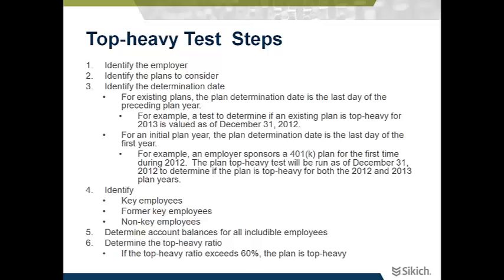So it's important to be able to identify the key employees, the former key employees, and the non-key employees. Step 5, we determine the account balances for all includable employees. Remember, an employee's account is not counted if he or she has not performed services in the 1-year period ending on the determination date. And then step 6, we can determine the top-heavy ratio once we know all the rest of the information. If the top-heavy ratio exceeds 60%, the plan is top-heavy.